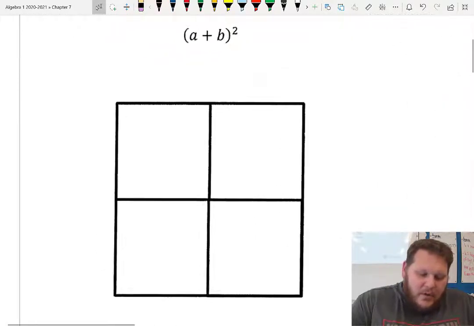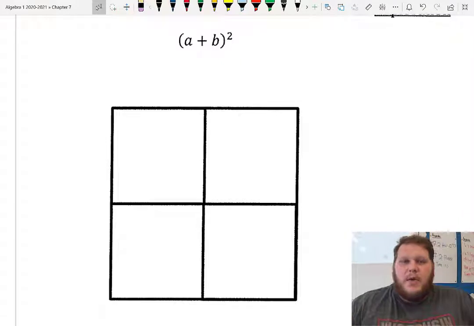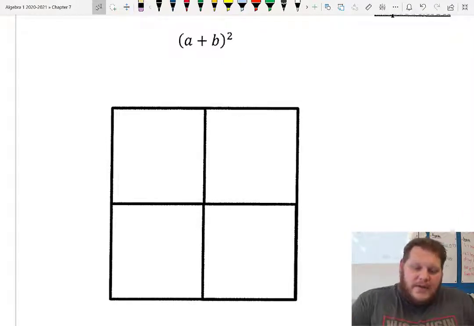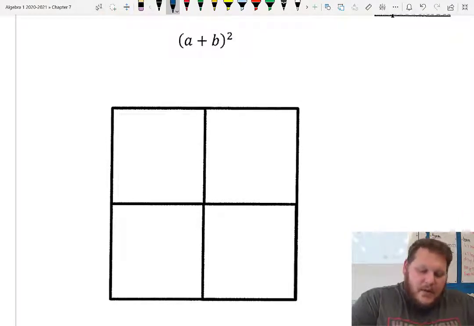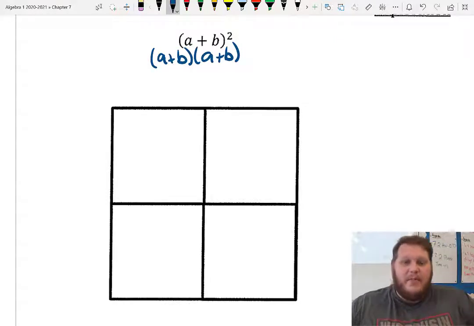So if we're going through and trying to multiply this together, we've got a plus b squared, which we should know from our exponent stuff. If we're trying to square something, something squared is the same thing as multiplying by itself. So a plus b squared is the same thing as a plus b times a plus b.